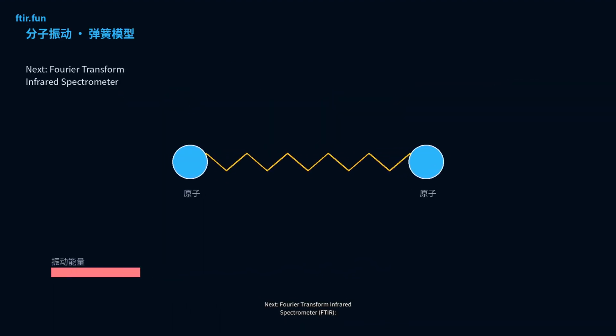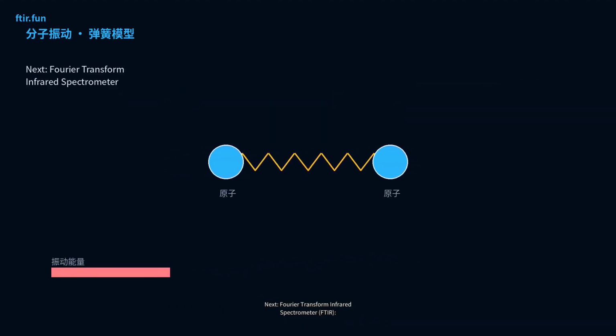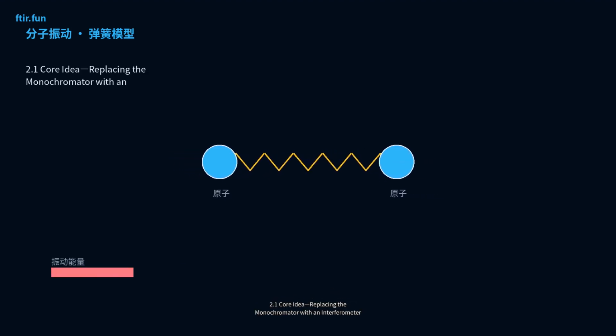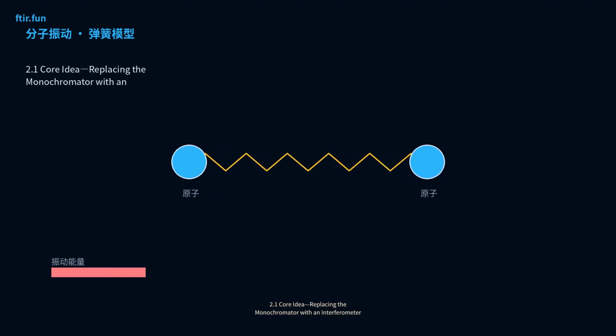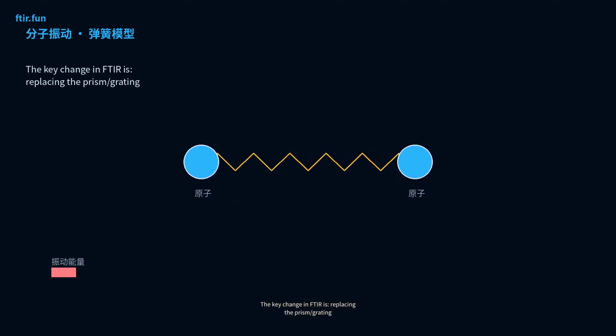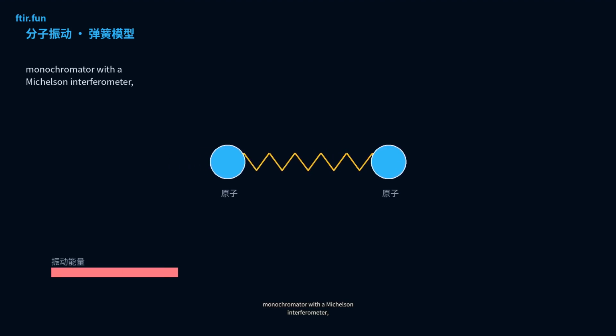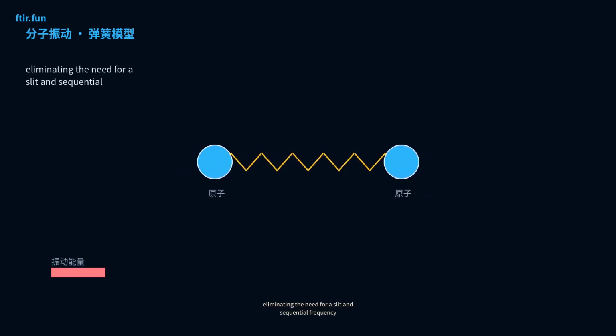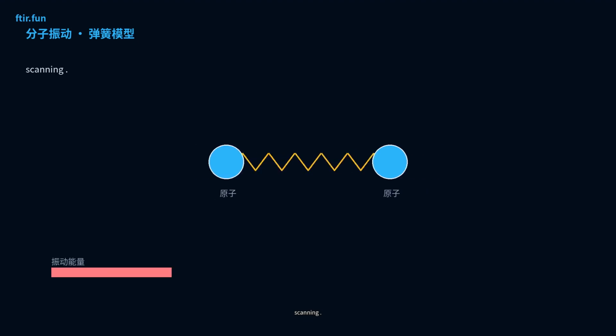Next, III. Fourier transform infrared spectrometers, FTIR, capturing the full spectrum in one shot. 2.1 Core idea: replacing the monochromator with an interferometer. The key change in FTIR is replacing the prism or grating monochromator with a Michelson interferometer, eliminating the need for a slit and sequential frequency scanning.